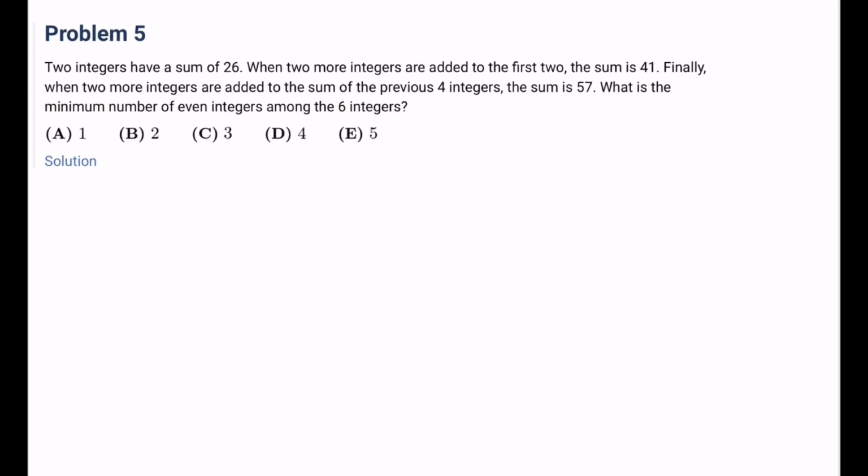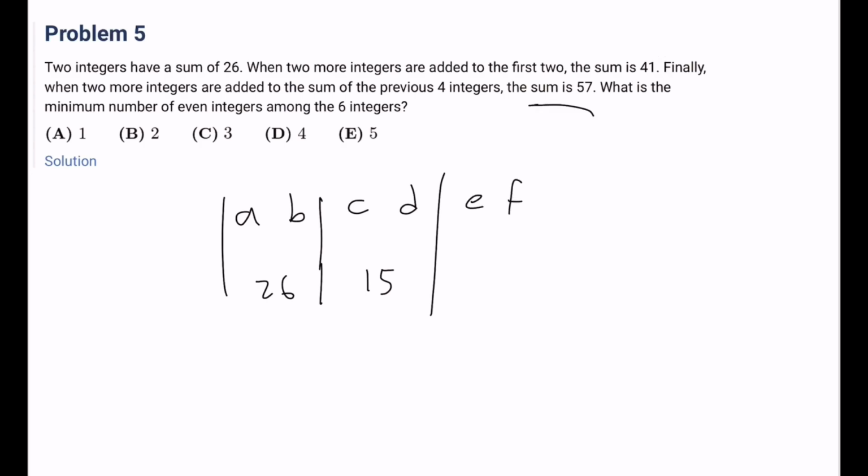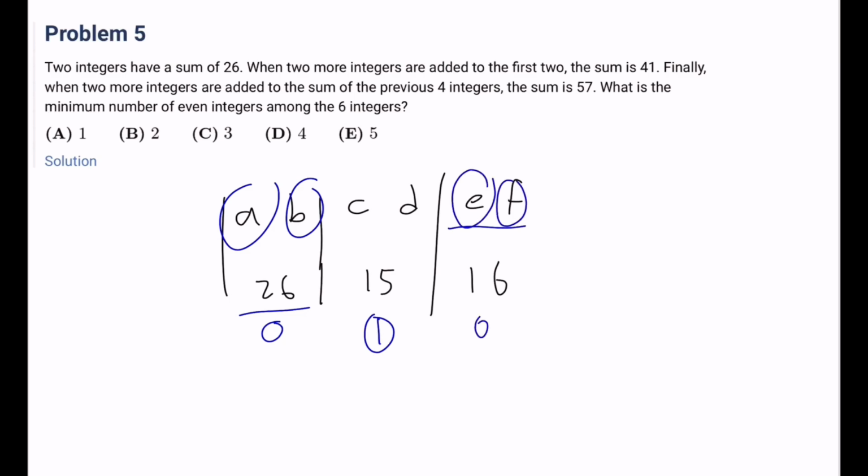Okay, so let's say that the first 2 integers are a and b, right? And then they have a sum of 26. And then 2 more are added to the first 2, the sum is 41, so we'll have c and d, and their sum will be 15 because they all have to sum to 41. And we have 2 more integers, e and f, and the sum will be 57. That will mean that these two have a sum of 16, and we want the minimum number of even integers. So for a and b, we can have odd and odd, that can make 26. For c and d, that is even odd or odd even, so we need at least 1. Here we need 0, and here we can have odd odd, so that also is 0. And so if we add them all up, it's just 1. So the minimum is 1.